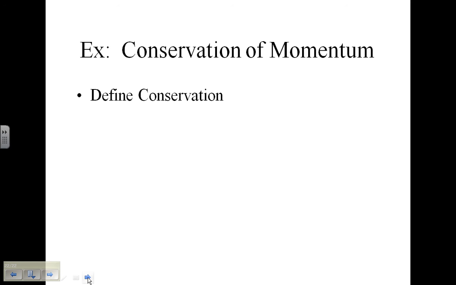And in class, we will be doing an experiment that I call conservation of momentum. So your task at the end of the lab is to define conservation of momentum. So you may want to think about that before actually doing the lab.